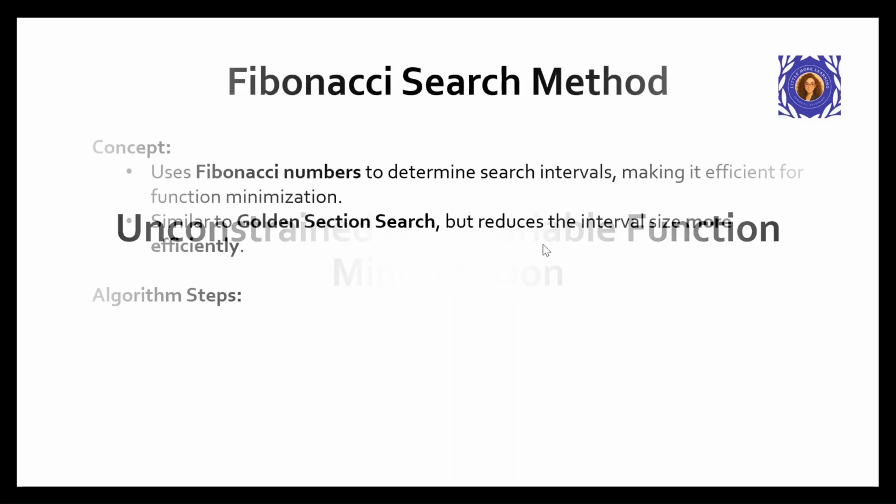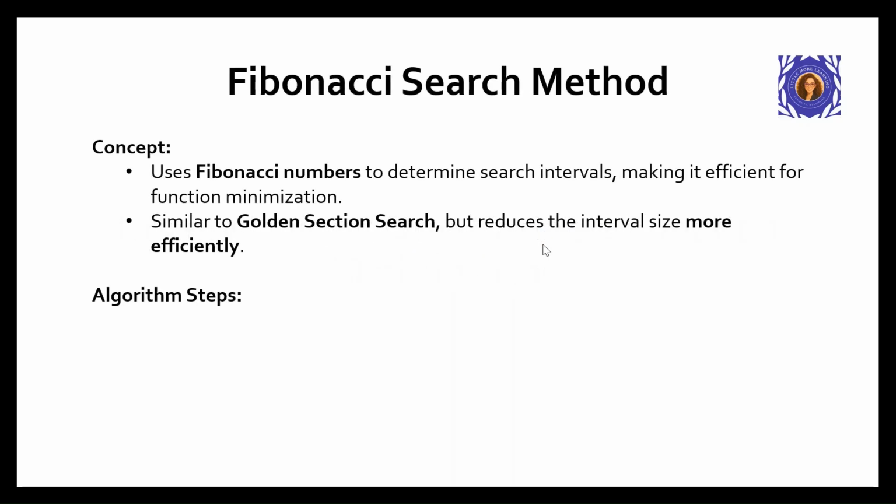The first one here is Fibonacci search method. So it uses Fibonacci numbers to determine the search intervals, making it efficient for function minimization. And it is quite similar to golden section search, but it reduces the interval size more efficiently.